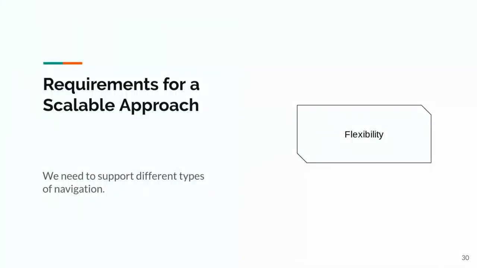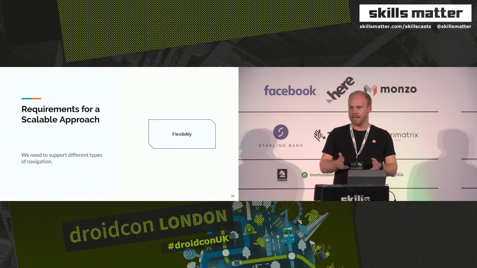The first requirement is that our navigation is flexible. This means we have to support different types of navigation. We want to be able to do activity-based navigation, fragments, view groups. We don't want to be limited to just strictly going with, for example, multiple activities. At some point, it would be nice to switch over to something else.